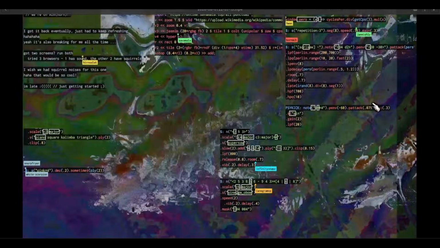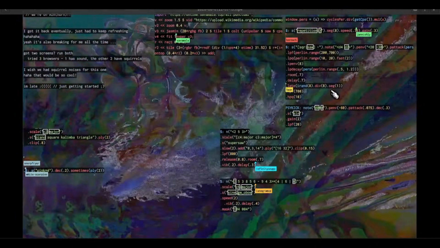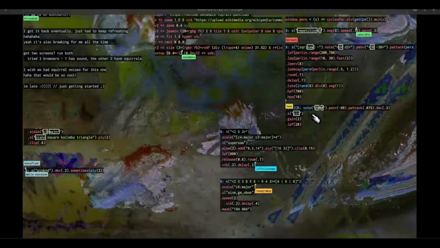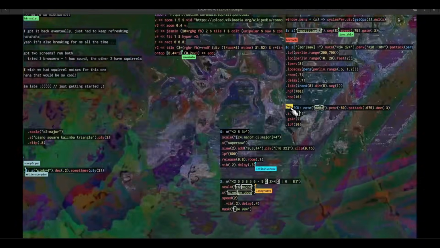Same pattern event. Okay, let's look for that big techno kick. Where is that coming from? How about this thing called psychic?